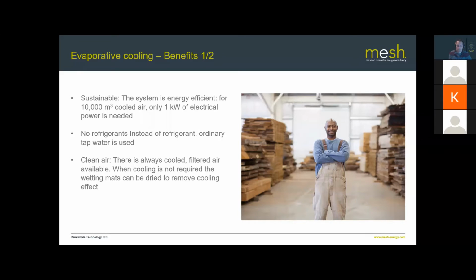As you'll see later on, these systems always have filters upstream of the wetting mat, so you're getting clean air. Generally, that would be a G4 filter, but for certain applications, for example food processing plants and things where you need cleaner air still, you can obviously put higher levels of filtration on.